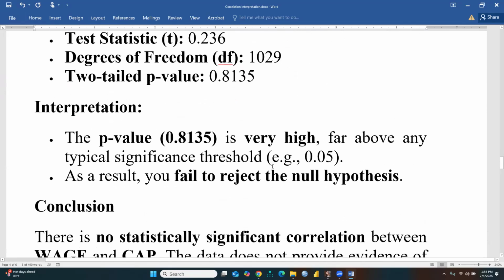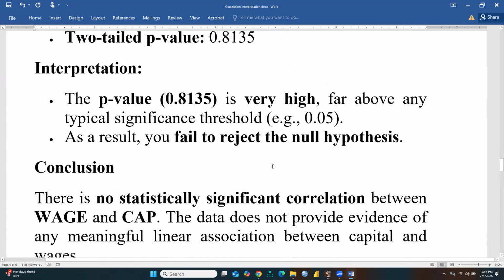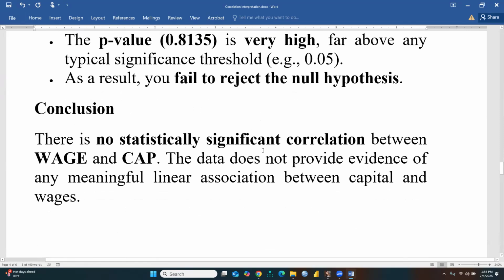Interpretation: the p-value is 0.8135. It's very high, because the significance level is 0.05, and this is far above any typical significance threshold. So as a result, you fail to reject the null hypothesis. So we can say that between these two variables, there is no correlation.